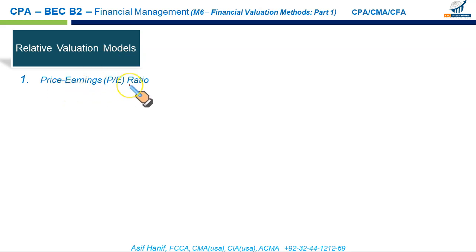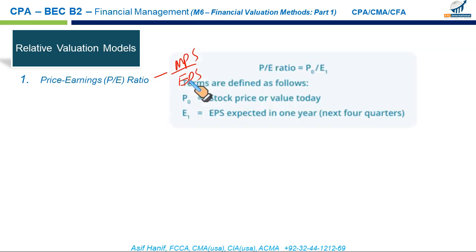First one is the price earning ratio. I'm sure you would have done this in much more detail in your earlier studies. This is a heavily used, widely used ratio. It is simply calculated by dividing the market price per share over earning per share. This is also called earning multiple, price earning multiple. So this is how we can calculate. P/E ratio is P0, that is the stock price or value today, divided by E1, the expected earning per share 1 year into the future, or just the next 4 quarters added. So price earning ratio is the price of the stock divided by the expected earnings.